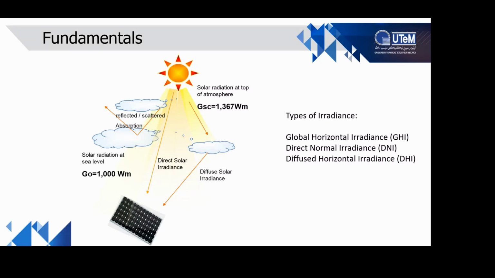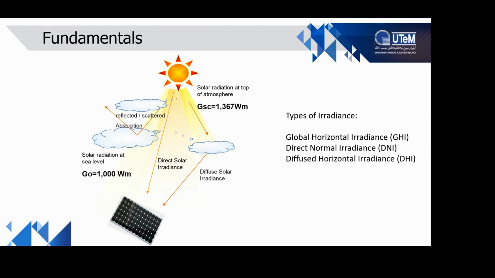The sunshine that reaches the surface of the solar panel actually comprises different types of irradiance. From the top of the atmosphere, we have a solar radiation of around 1,367 watt per meter. The unit is a bit wrong there, please forgive me. It's actually watt per meter squared.